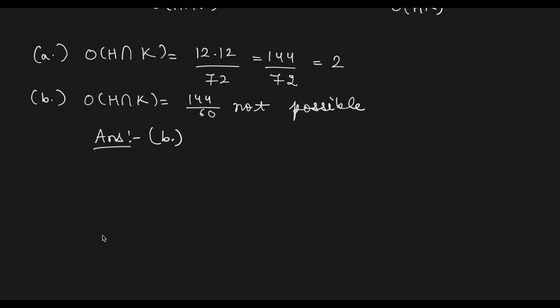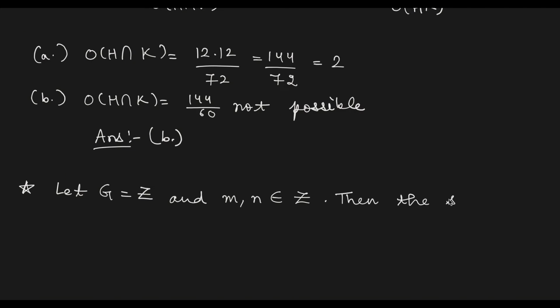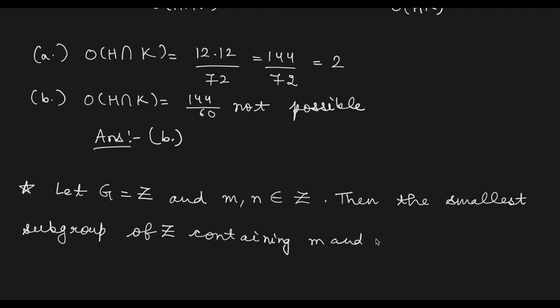Next, let G be the set of integers, and M and N are elements of Z. Then the smallest subgroup of Z containing M and N is generated by GCD of M, N.